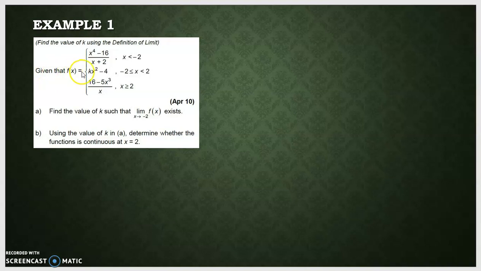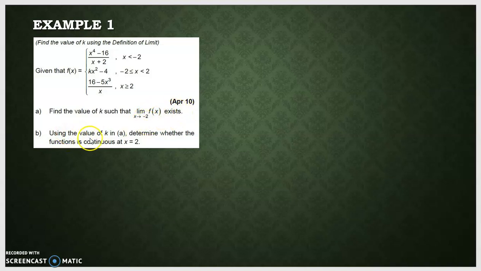Given that f(x) is a piecewise function. For the first function, when x is less than -2. For the second function, which is kx squared minus 4, x is greater or equals to -2 but less than 2. This is the second range. And the third function is when x is greater or equals to 2. The first question, find the value of k such that the limit of f(x) when x approaches -2 exists.